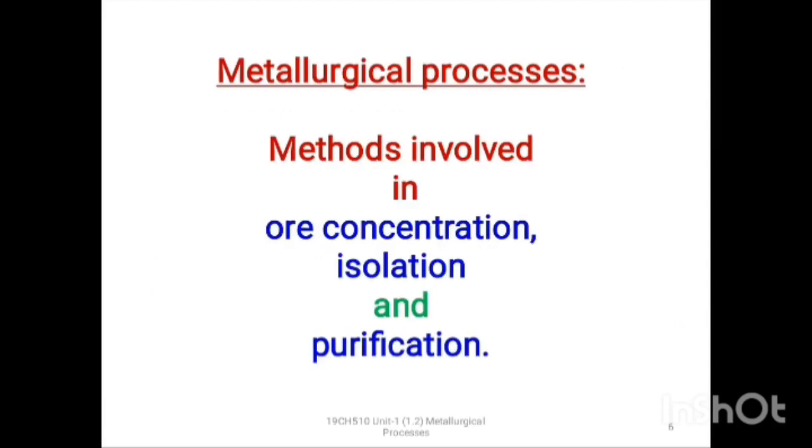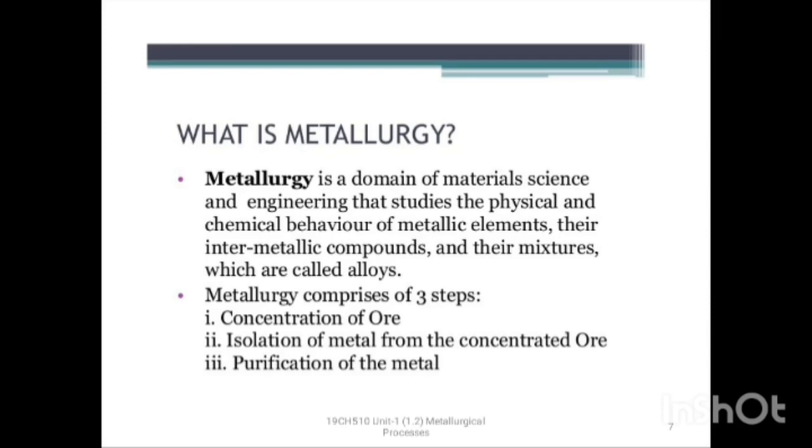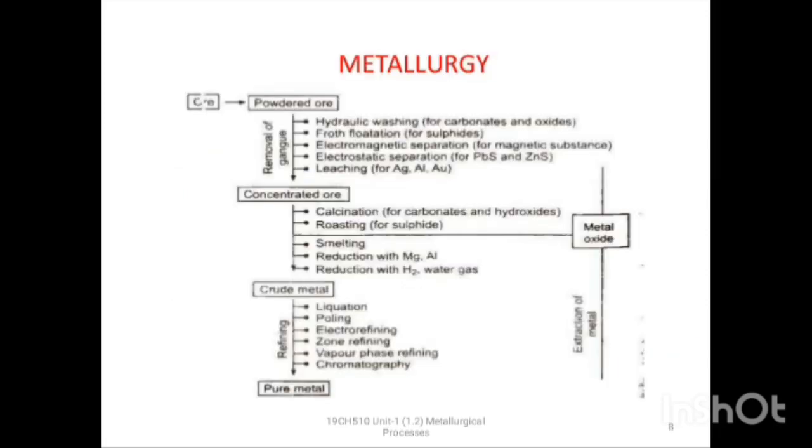These are the three main classifications of metallurgical processes. The first step is ore concentration, the second is isolation, and the third step is purification. So what do you mean by metallurgy? Again, the three steps involved are concentration of ore, isolation of metal from the concentrated ore, and purification of the metal. These are the total process of metallurgy.